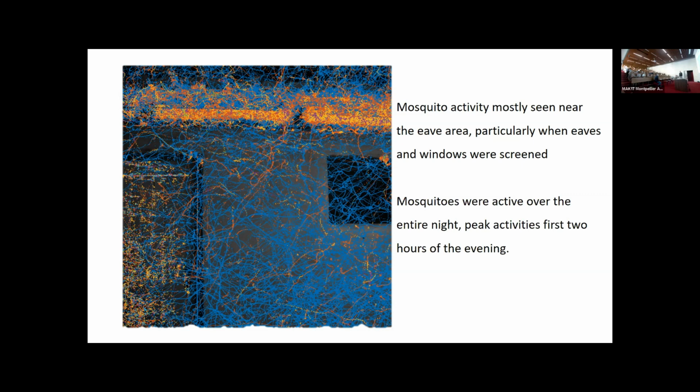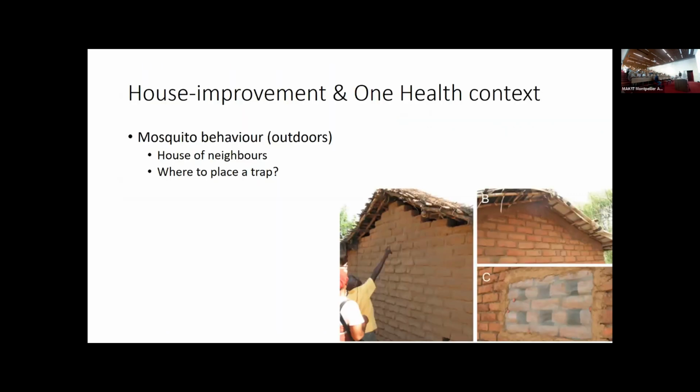The peak activity we can find like this, and what we learned from this study is that mosquitoes don't fly to the wall. At least this species doesn't do that. But it doesn't mean that if we do the same study for Aedes aegypti, they won't go to the window or the door. And I will put it in more of a One Health context, which is the mosquito behavior outdoors. Will they go to the neighbors? Where to place the trap?